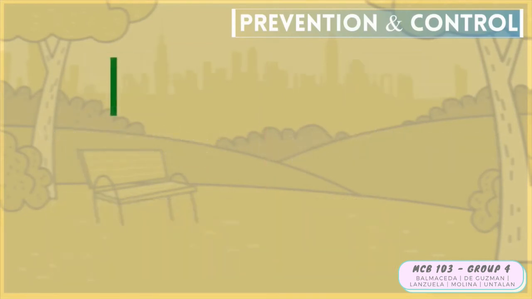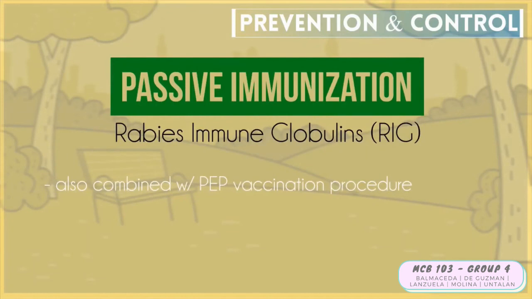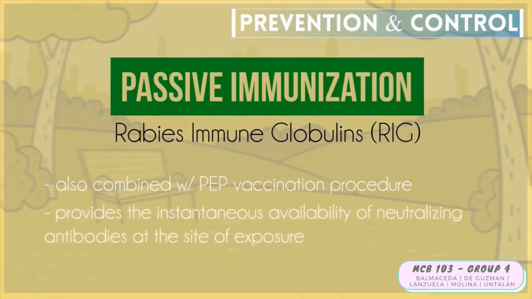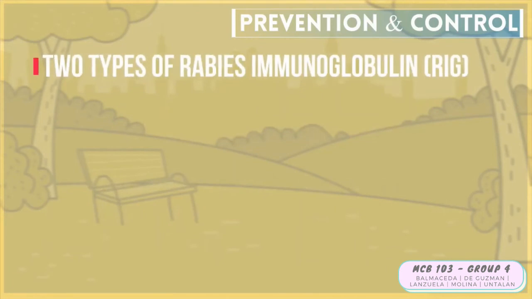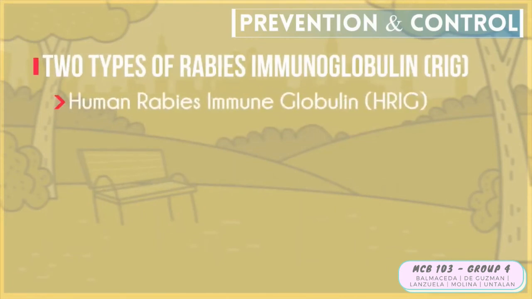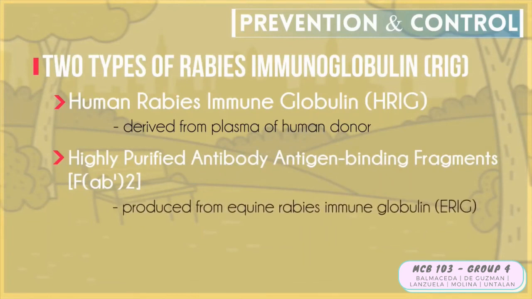Passive immunization such as rabies immune globulins or RIG is also combined with the PEP vaccination procedure. This provides the instantaneous availability of neutralizing antibodies at the site of the exposure. There are 2 types of RIG. First, human rabies immune globulin derived from plasma of human donors, and second, highly purified antibody antigen binding fragments produced from equine rabies immune globulin.